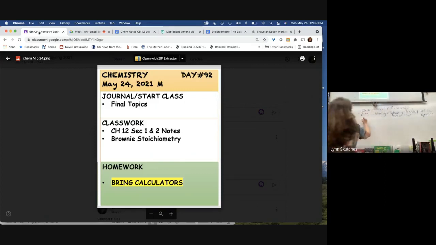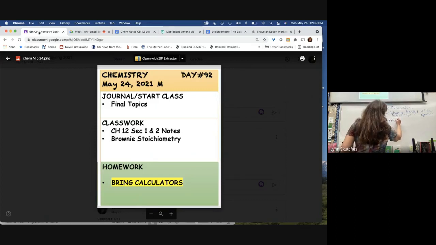And then the stuff we started Wednesday on stoichiometry, which is what we're doing right now. The ratios and proportions, the mathematics of chemical reactions.